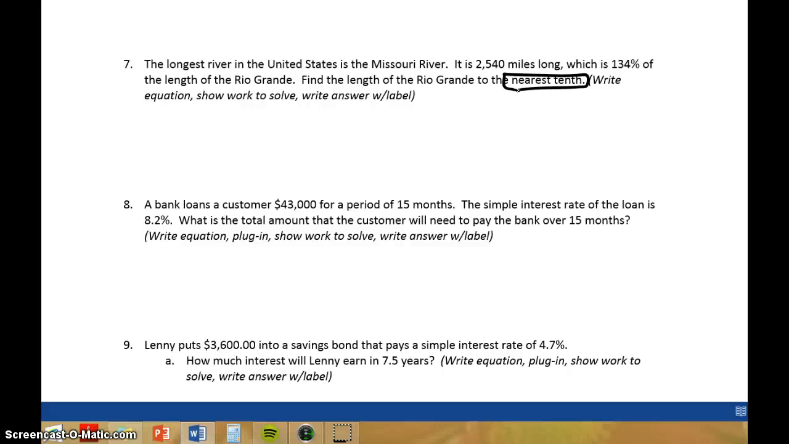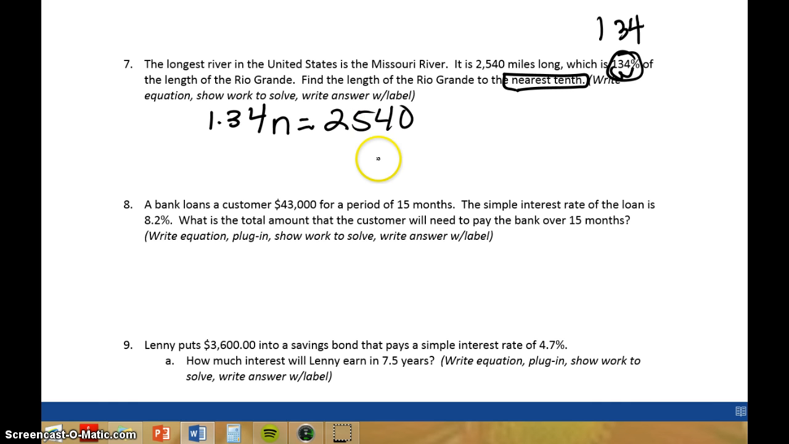So what I'm going to do is set up my equation, 1.34. Now that 1.34 came from this lovely number right there. Change that into a decimal by swooping once, twice. So I get 1.34. 1.34n equals 2,540. So 134% or 1.34 times some number, some length, which would be the Rio Grande there, equals 2,540, which is the length of the Missouri River. So what I'm going to do is divide both sides by 1 and 34 hundredths.